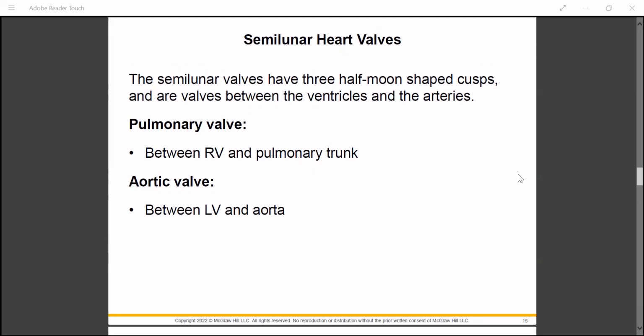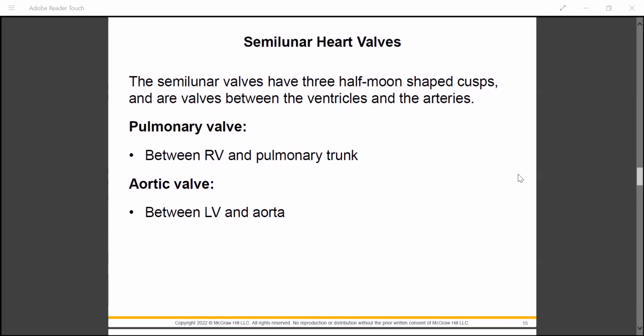The other type of valves we have are known as semilunar valves because they have kind of a half moon shape to them. And so these are going to be between our ventricles and arteries. So we have a pulmonary valve that's going to separate our right ventricle from the pulmonary trunk. And then our aortic valve is going to separate the left ventricle from the aorta.